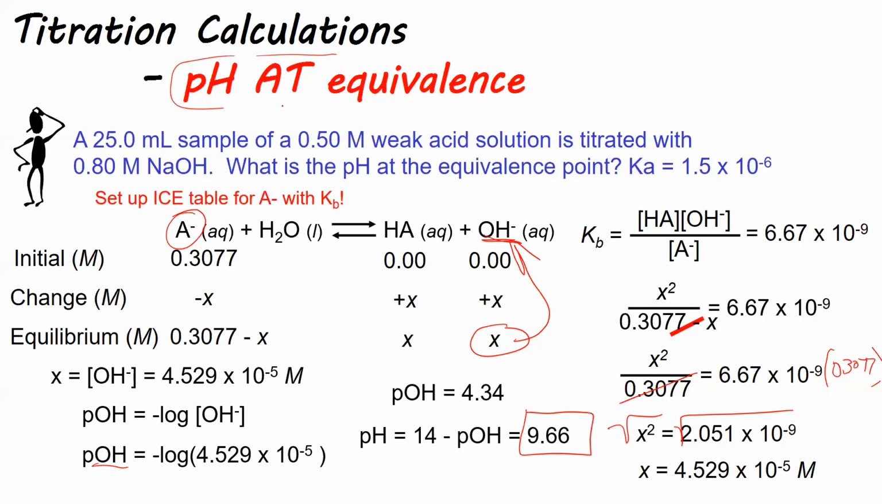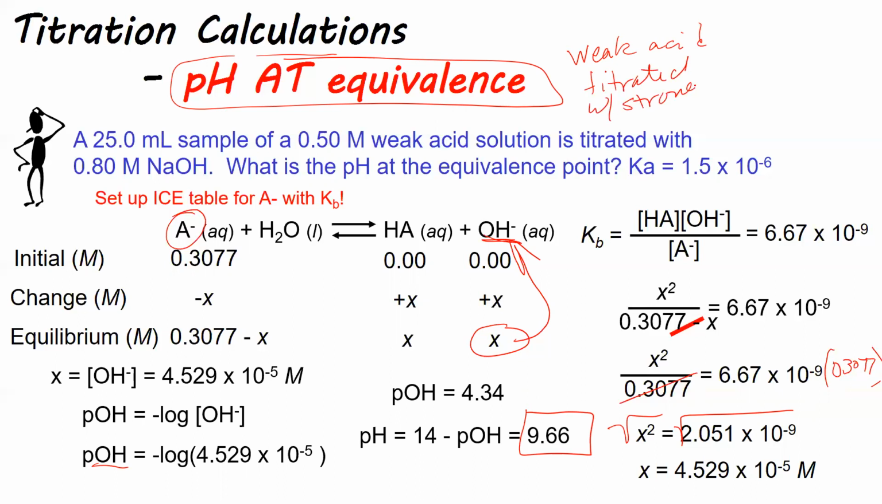So the pH at the equivalence point, when a weak acid is titrated with strong base, is slightly basic at the equivalence point, because you're producing a weak base during the course of the reaction. So if you're producing a weak base, it's going to be slightly basic when it gets done.